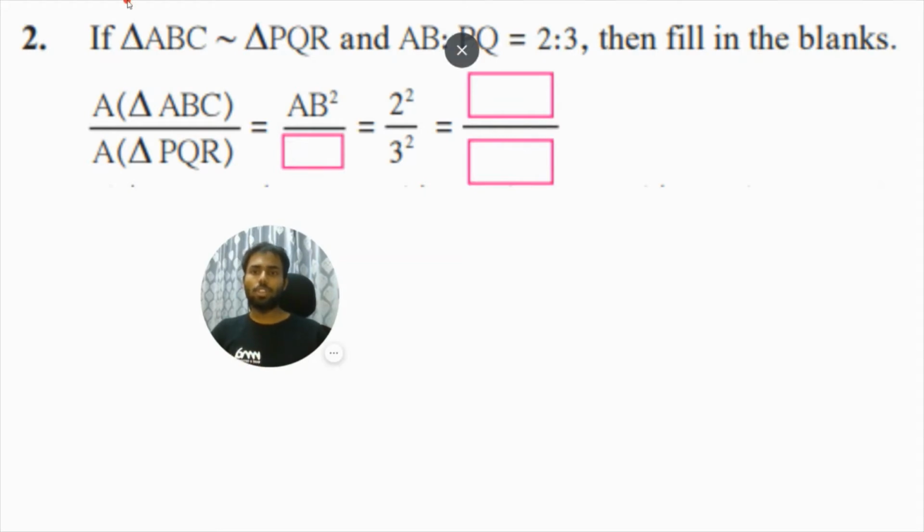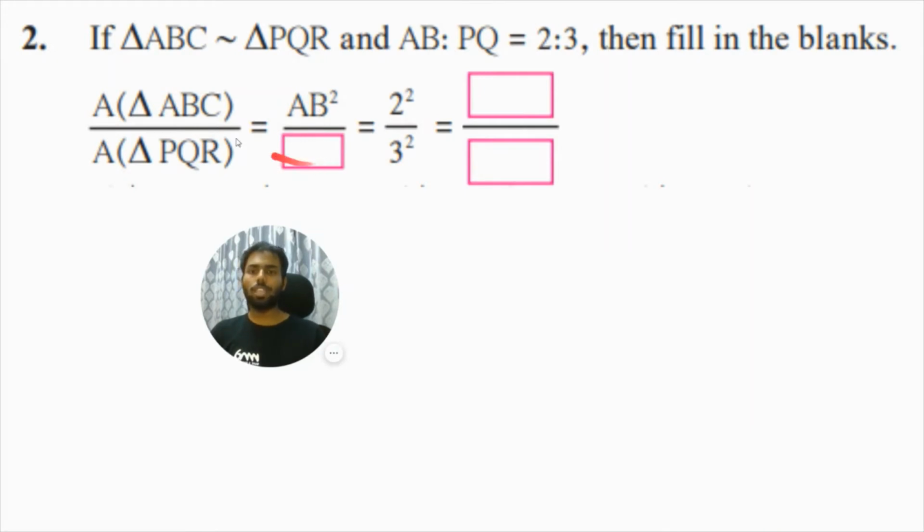Okay, I hope you paused the video and are ready with your answers for you all to check the answers now. Okay, so they've given that two triangles are similar. Triangle ABC is similar to triangle PQR, and they've given a ratio of two of their sides. AB is to PQ is equal to 2 upon 3. That they've given. Then fill in the blanks. So using this, because they are similar triangles, you can write the ratio of the areas of those triangles, right? That will be equal to the squares of their corresponding sides using theorem on areas of similar triangles. So ratio of the areas will be equal to ratio of squares of their sides.